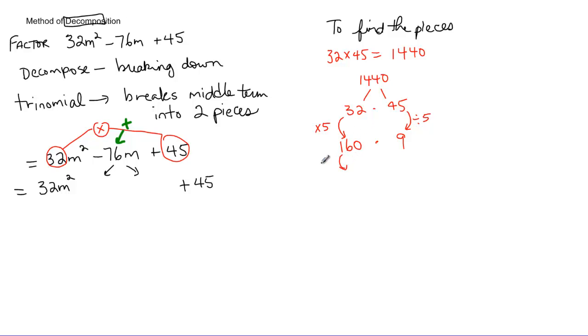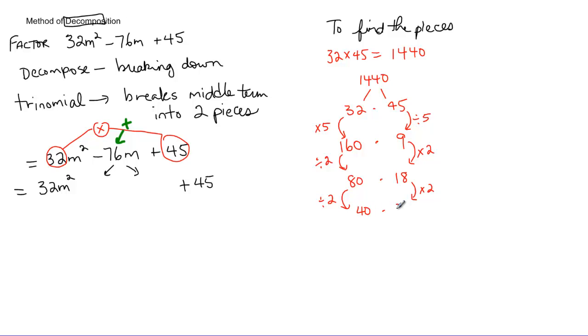What can I do with 160? Well, I could divide it by 2, and I could take this one times 2, which is going to give me an 80 and an 18. If I multiply these together, I still get 1440. Can I use them to make negative 76? No. So I'm going to try again. Let's divide it by 2 again. And let's multiply by 2 again.